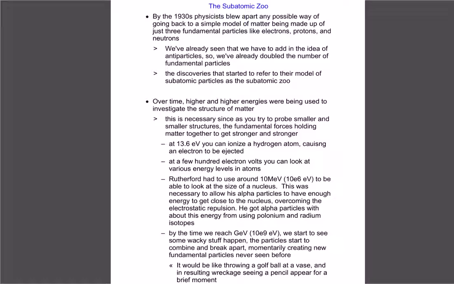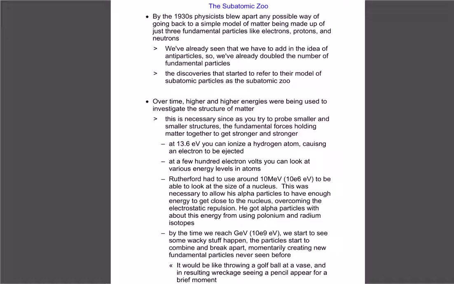Because we get smaller and smaller particles, the forces are stronger and stronger, so we have to start using really high energies to break these things apart. If we use 13.6 electron volts, we can get a hydrogen atom to lose an electron. At a few hundred volts, we can start to look at different energy levels in the atom and get EMR to emit. Rutherford used about 10 mega electron volts, that's 10 million, to blast an alpha particle at a nucleus and got things to be detected that way.